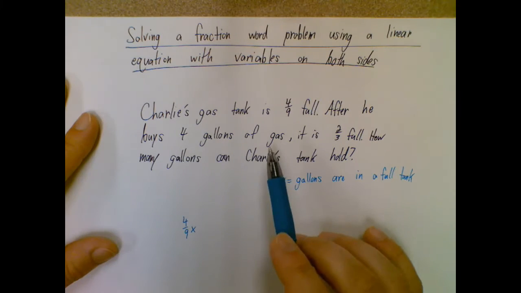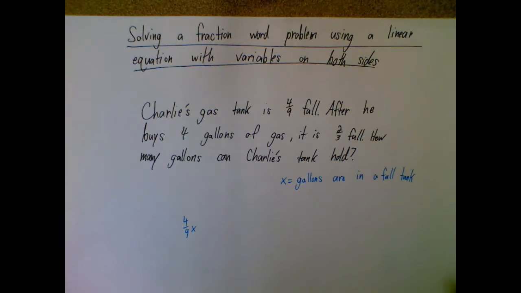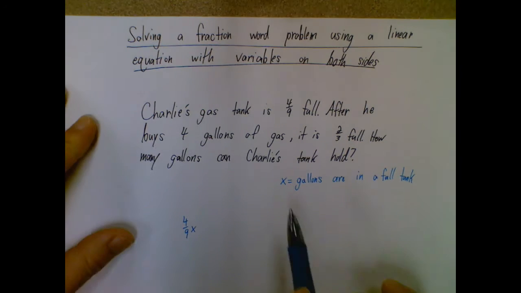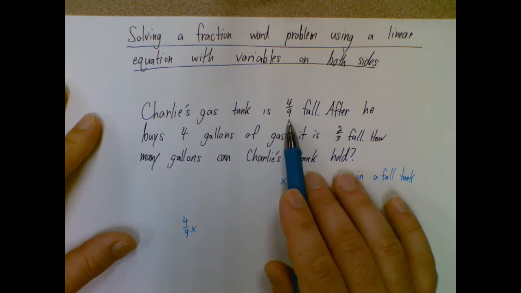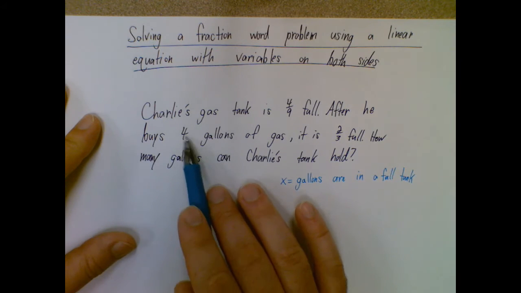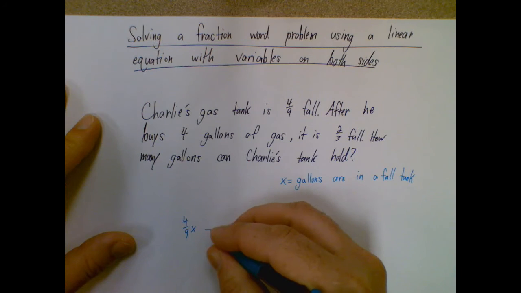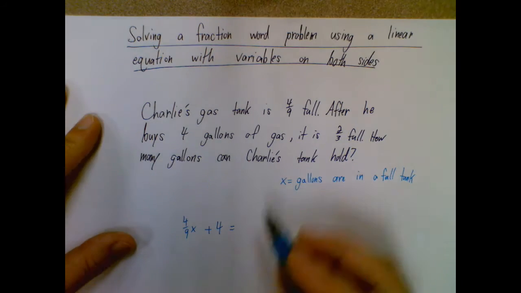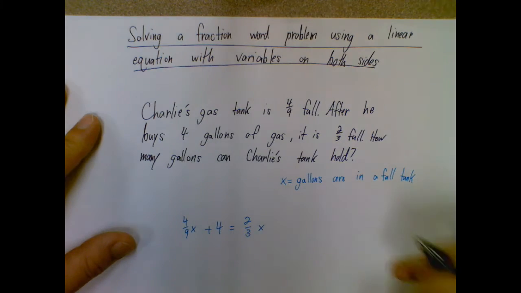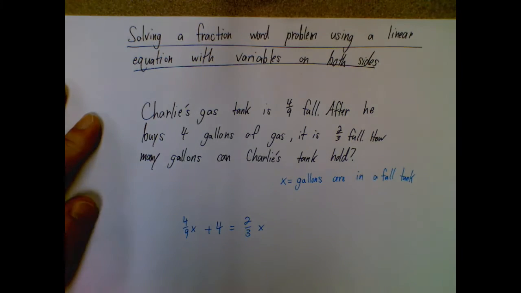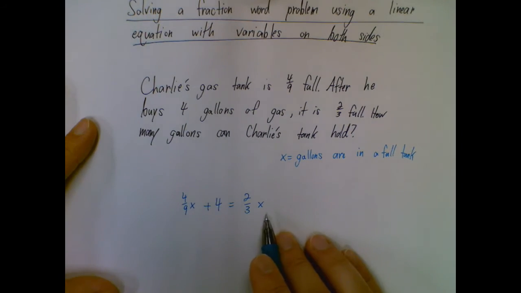The trick here is remembering to think logically about how it would work in the real world, time-wise. Where does his gas tank start? It starts at 4/9 full, then he buys 4 more gallons of gas. So I'd add that to where we started, not where we end. So plus 4, and then after I add those 4, I'm at 2/3 of full, so 2/3 x.